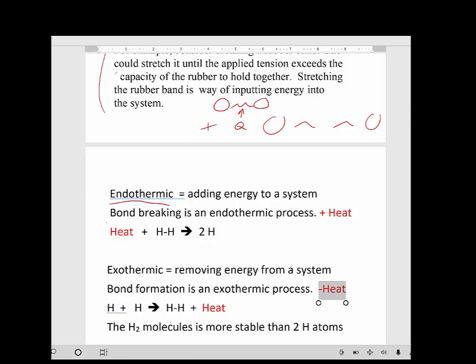So if we apply it to a chemical reaction, let's say that we have an H2 molecule and we break it into two H atoms. To break that bond, we have to put heat into the system. So heat occurs on the reactant side of the chemical equation. It's an endothermic process. Heat is being input into the system. That's a positive change in heat. So bond breaking is an endothermic process, again, because we have to put heat into the system to break the bonds.